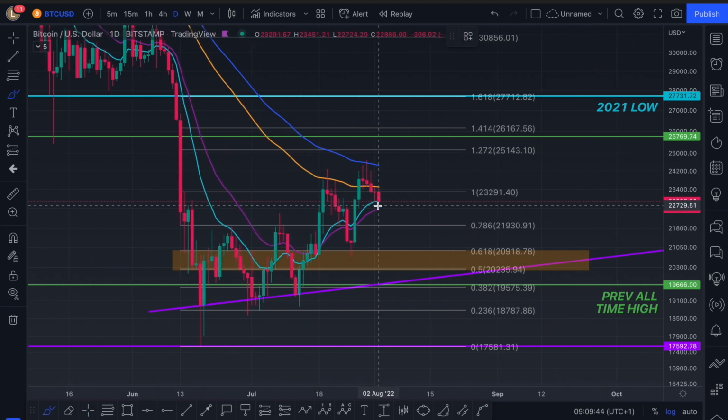I'll tell you if we're bullish, I'll tell you if we're bearish, because over time, this is what I've realized needs to be done. And this is what I teach in the mentorship and in the course.